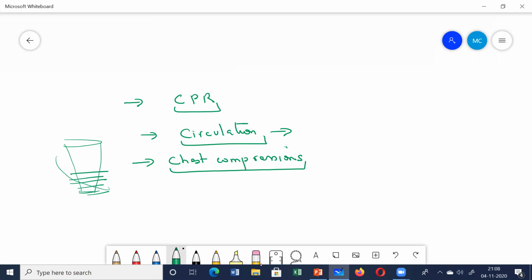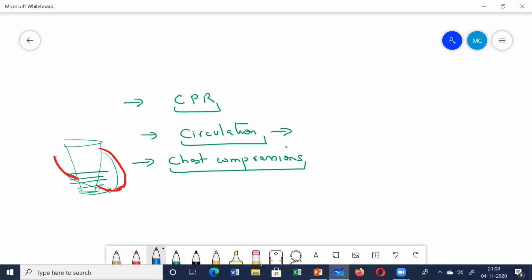So you have got your heart here. It is compressing the heart, and it is generating the blood flow and oxygen delivery to the brain and myocardium. So effective chest compression is very important. And for chest compression, the person should be lying supine on a firm surface.